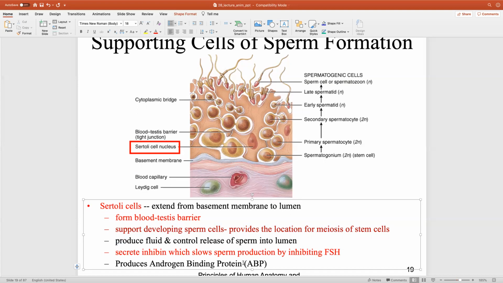Again, you want to produce as much sperm as you can. At the same time, if you overproduce, you're wasting a lot of energy making that excess sperm. And then the last thing it does is produce androgen binding protein, which combines with testosterone and stimulates these spermatogonia to undergo meiosis. So those are lots of different functions of the Sertoli cells right there.